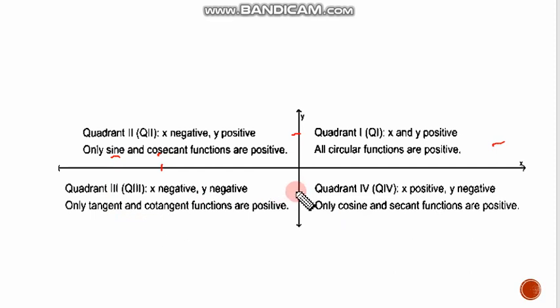Now, here in quadrant number 3, x and y are both negative. Therefore, only tangent and cotangent functions are positive because tangent is y over x and cotangent is x over y. So negative divided by negative is positive. So they are the two functions that are positive here. In quadrant number 4, the x is positive while the y is negative. Therefore, only cosine and secant functions are positive here because cosine is equal to x and secant is equal to 1 over x. Only two are positive there.